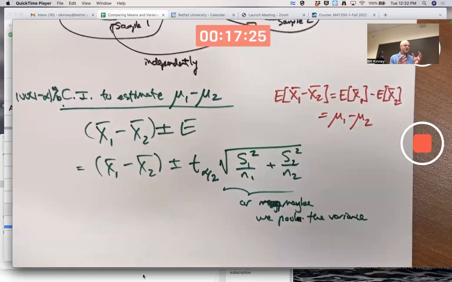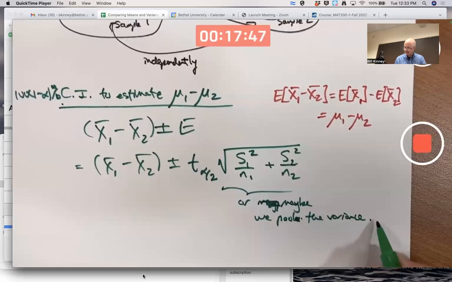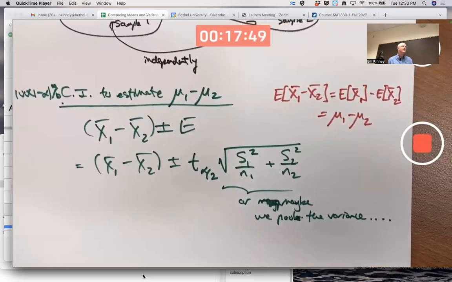What was a pooled proportion? Essentially, you're taking your two samples and merging them into one to get a new proportion that you would hope is a better estimator for the true population proportion. Similar kind of idea here, not the exact same kind of formula though. Or maybe we pool the variance. We'll come back to that. Gives us a different formula if we do.